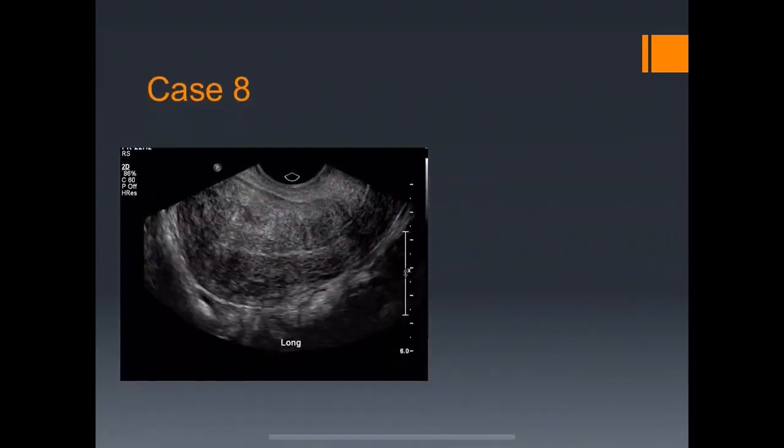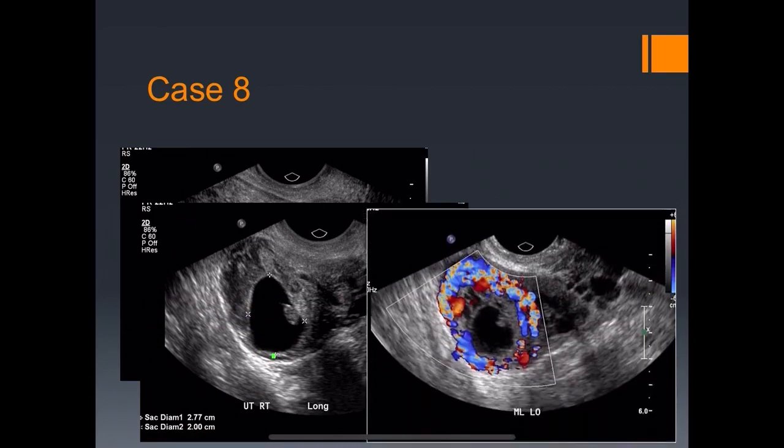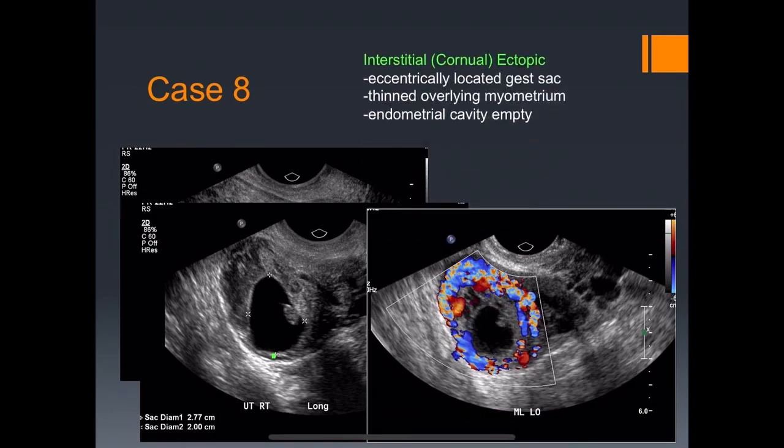Case number 8. So here we don't see any pregnancy within the endometrial cavity. If we go off to the cornua, we do see the gestational sac with a fetal pole. And look at that myometrium, it's super thin. So, we did a color flow. So you see how hypervascular. If that pregnancy continues, it will most likely rupture the myometrium, and that would be catastrophic. So this is typical of your interstitial or cornual ectopic.